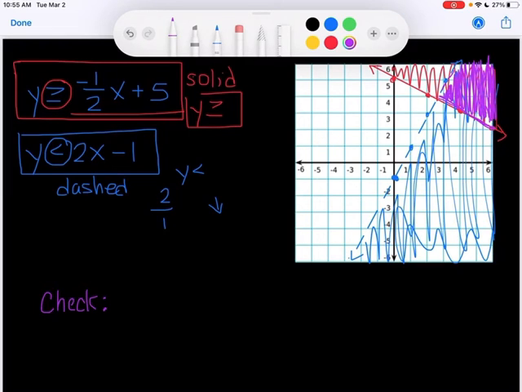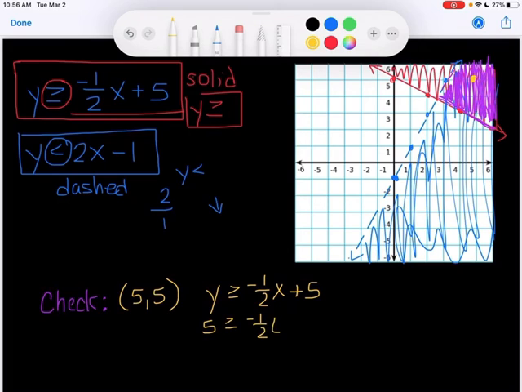So I'm going to pick, let's say 5, 5. I know that 5, 5 is within that purple section. So I'm going to test 5, 5. It should work in both of these inequalities. So I'm going to plug it into the first one. So 5 goes in for y and 5 in for x. And if you need to, you can use your calculator, but half of 5 is 2.5, and it should be negative 2.5. Negative 2.5 plus 5 would be positive 2.5. 5 is greater than 2.5, so it works there.